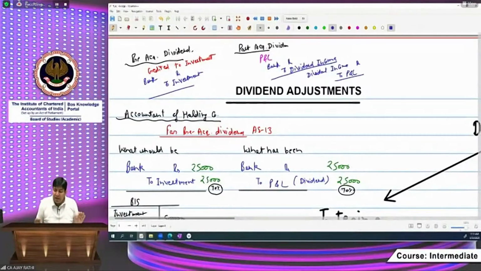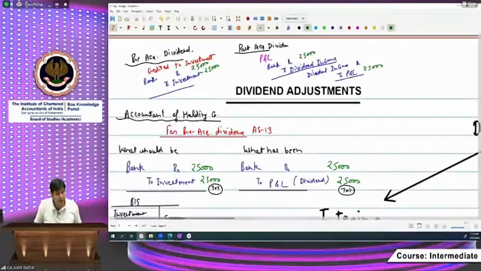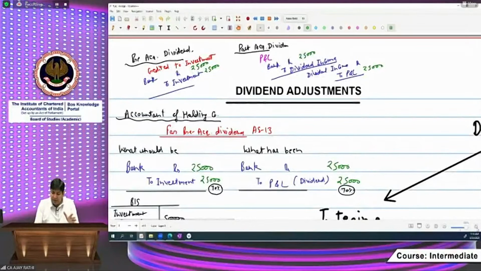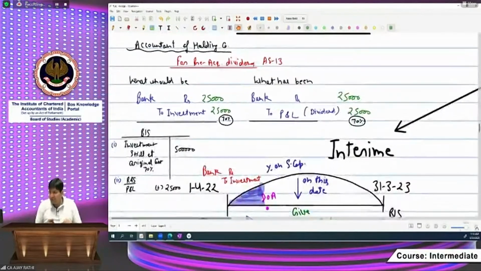Now, beta, in this question, the 25,000 figure we have assumed belongs to pre-acquisition dividend. That must be recorded in this way, beta. But that has been recorded in this way, beta. That's the thing which I have shown here. In this case, what should be, that must be credited to investment. What has been, that has been credited to P&L. How can we rectify now?